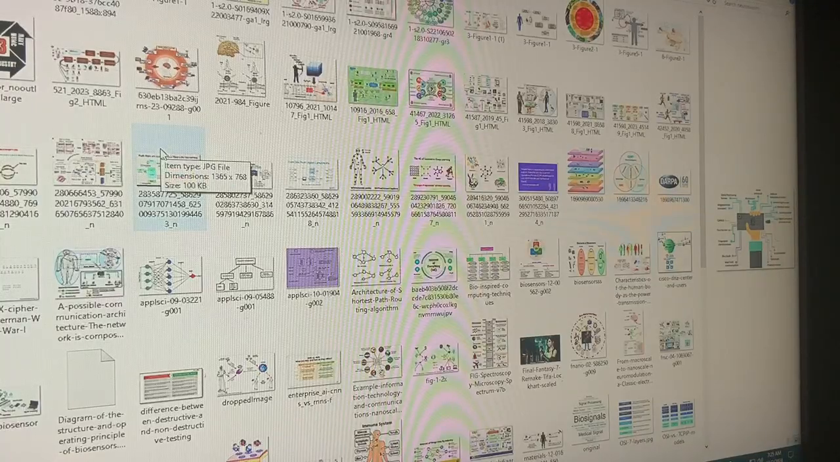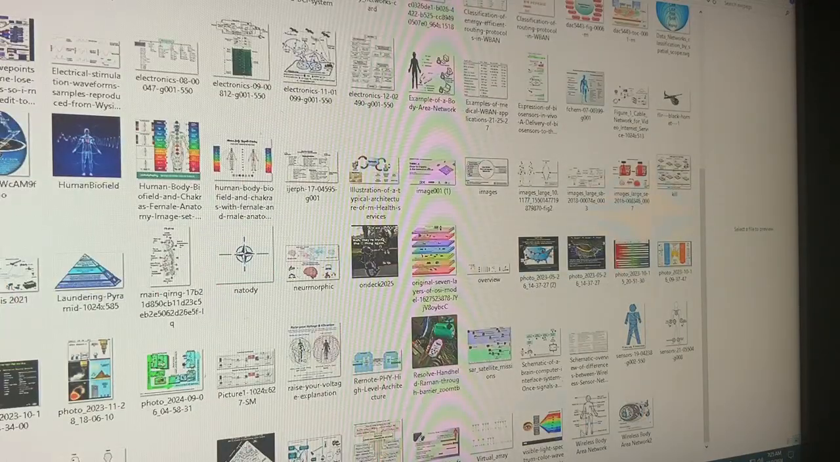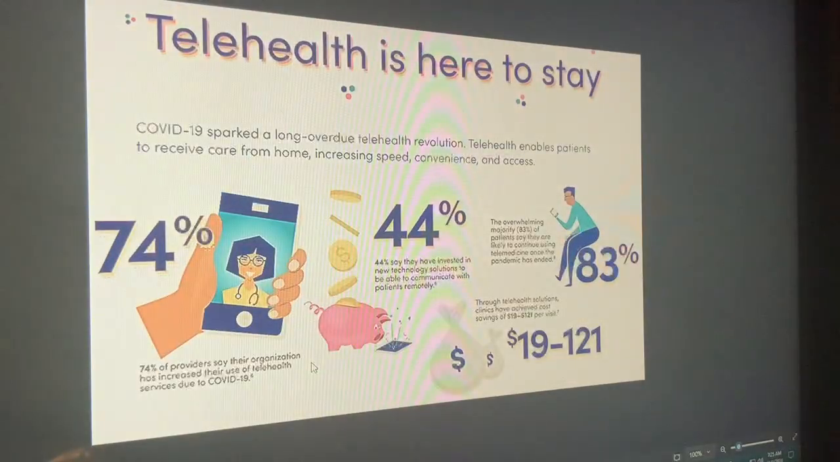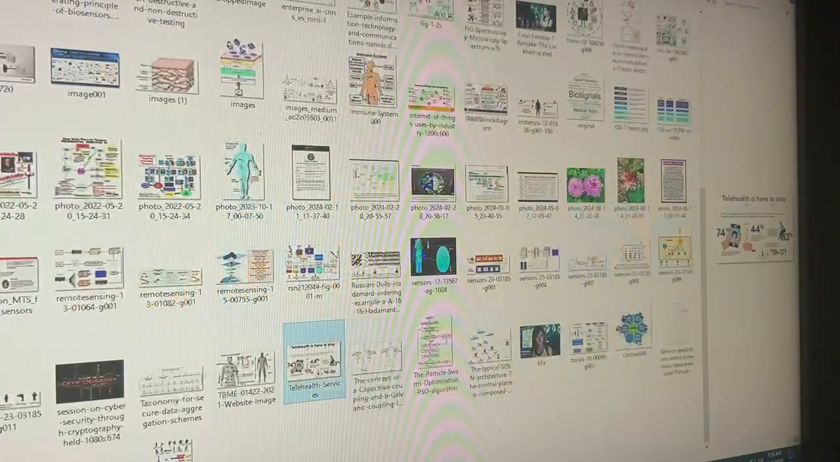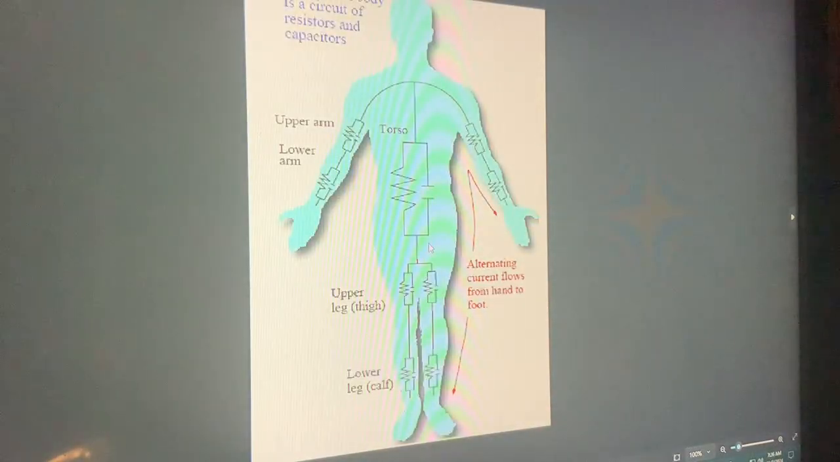Well, they log into your body to actuate those sensors. That will create a physical change for something called telehealth and mHealth and eHealth. Excuse me, that's mobile health, where your doctor can pull your biomarkers from far away so that they can take a look at what's going on. Telehealth is here to stay because COVID sparked a long overdue telehealth revolution because we've got 30 years of biosensors already.